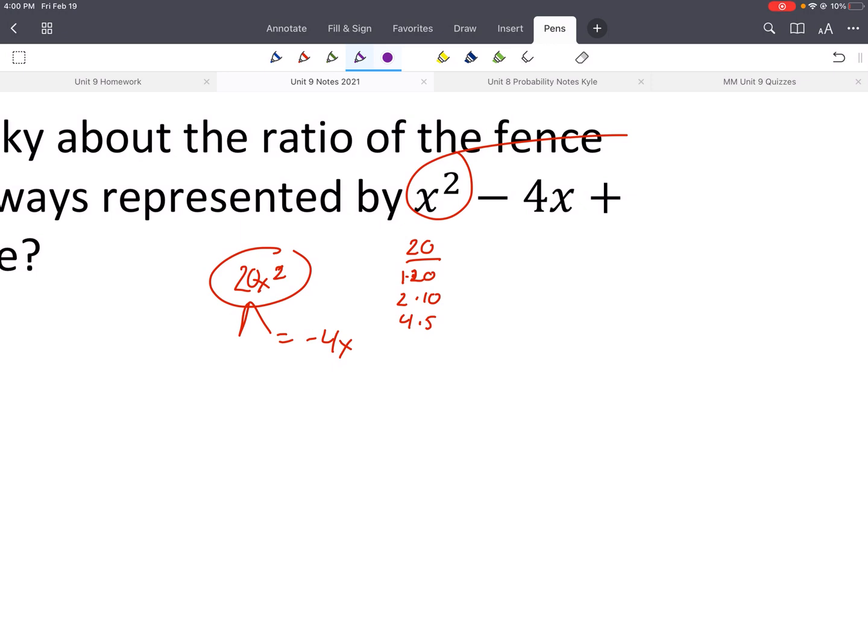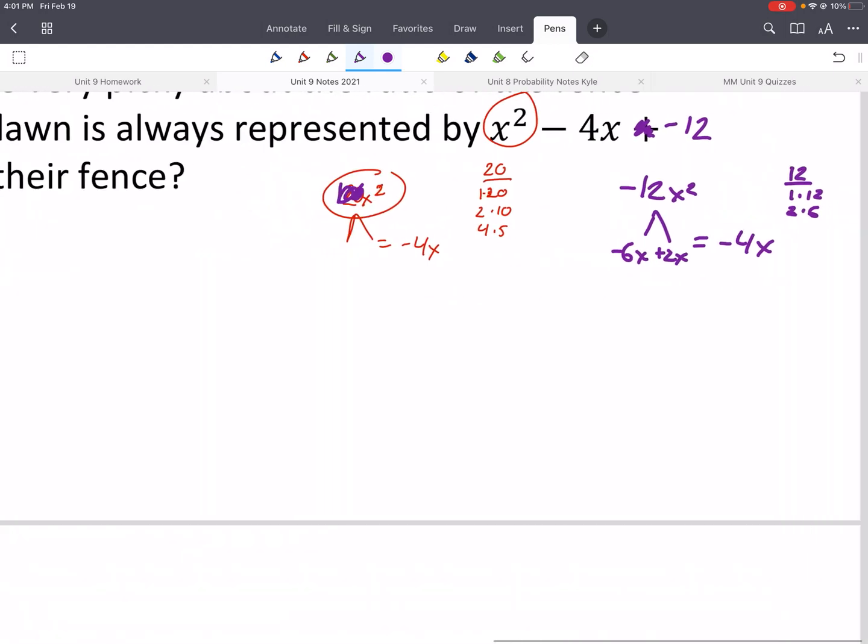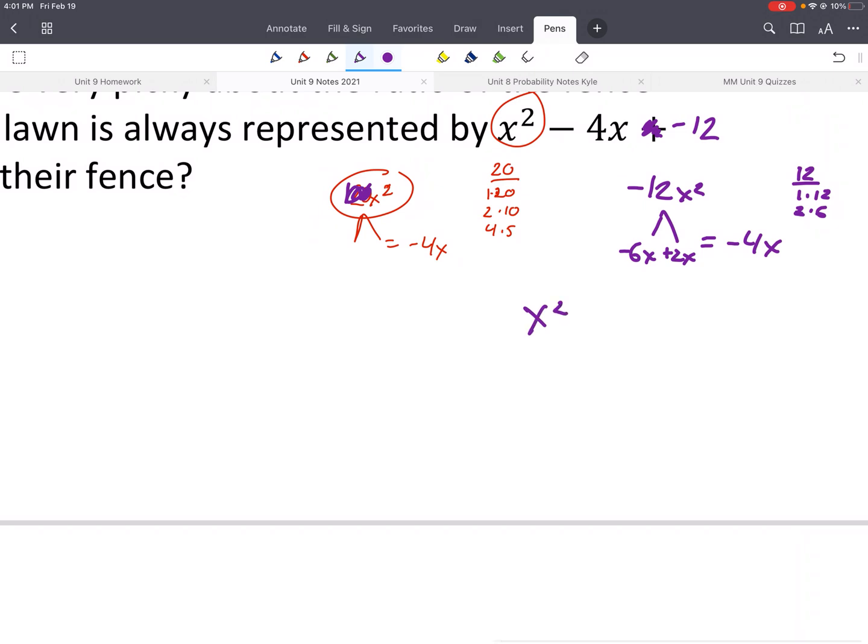How about negative 12? Okay, if we did negative 12 instead. Negative 12 x squared and adds to give us a negative 4. Okay, so 12, 1 and 12, or 2 and 6. So that would make that work. We'd do a negative 6x plus 2x. And then we could use that. Sorry about that. So minus 6x plus 2x minus 12.